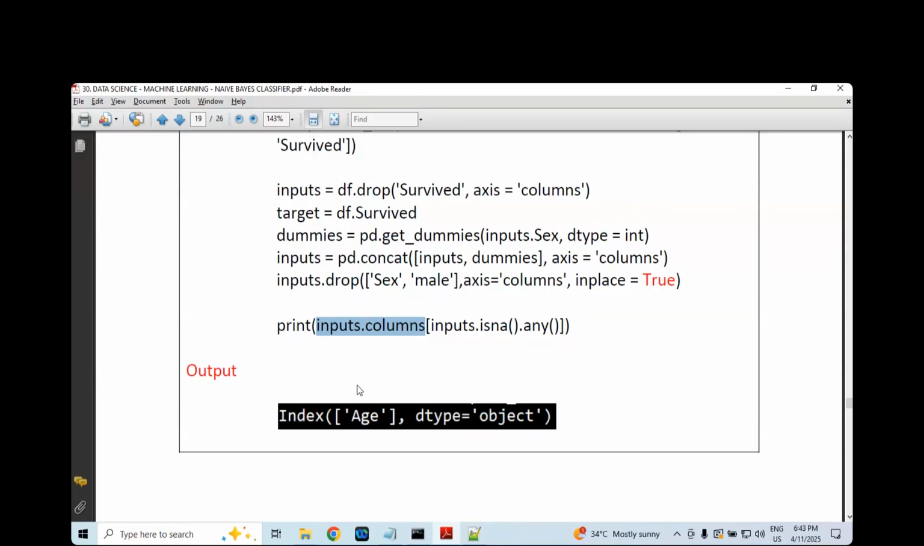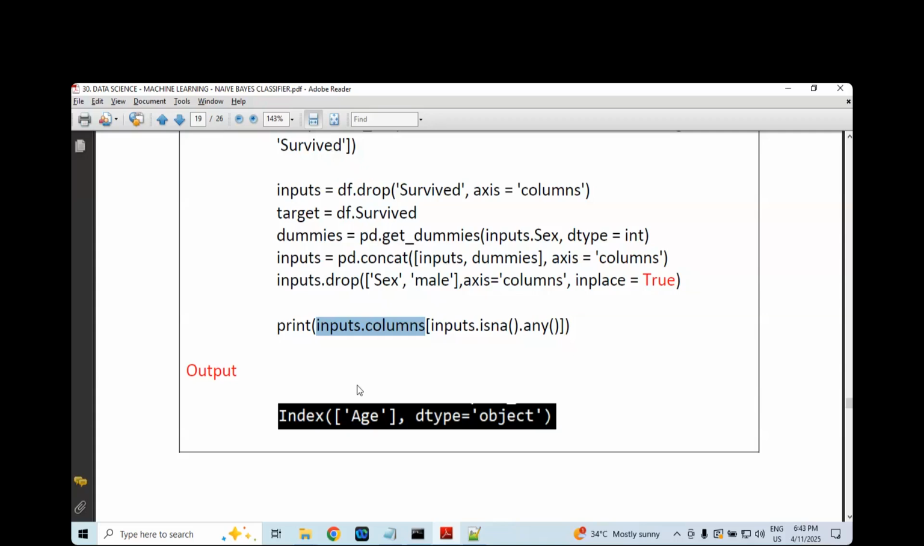Any is a method that tells which column has the missing value. That can be any column, either first column, second column, yeah, whole columns actually. Did you understand or not, sir? Understand the syntax. First capture all columns within the square bracket.